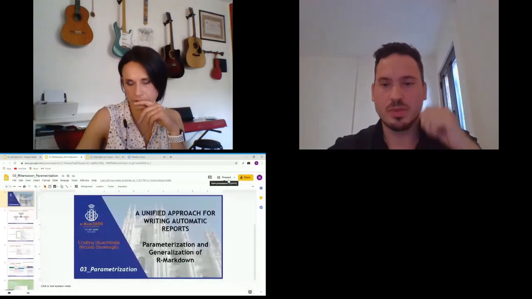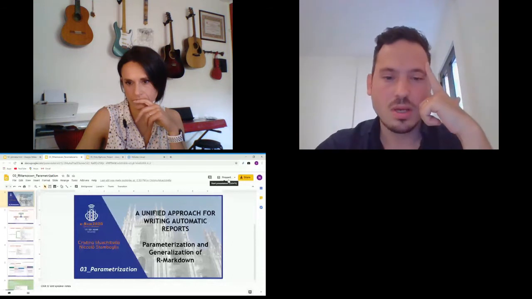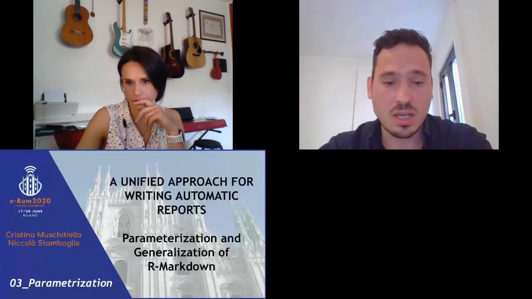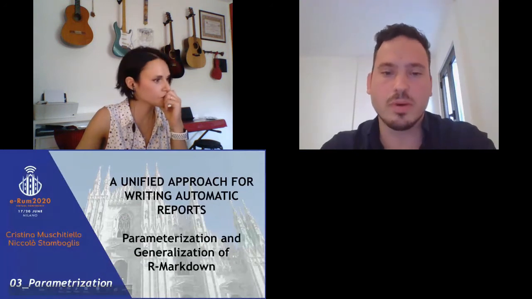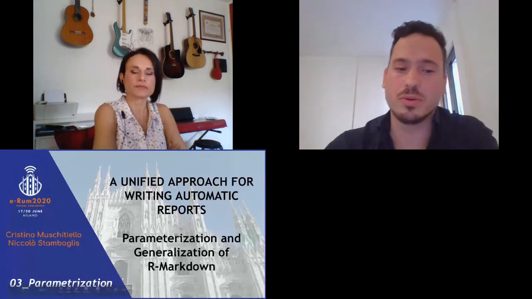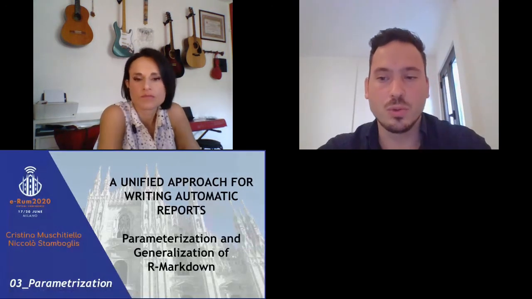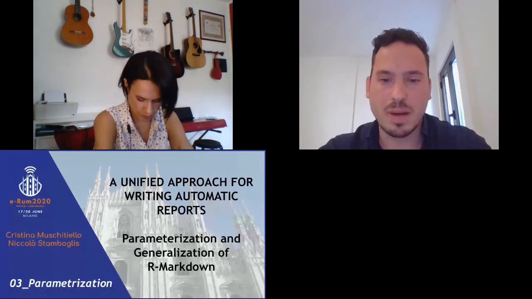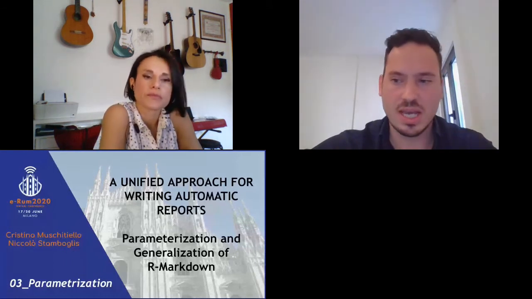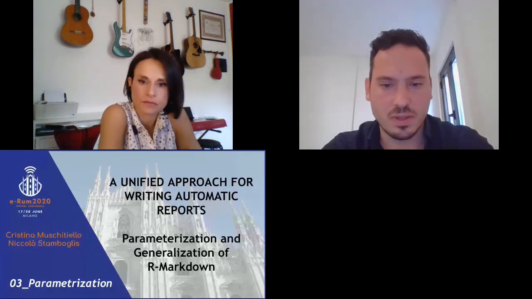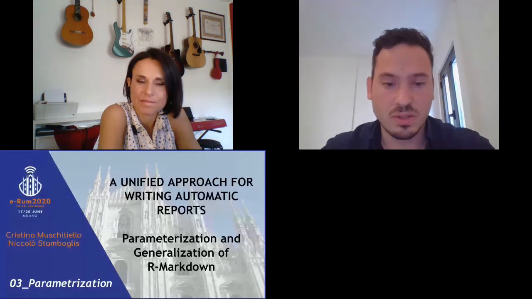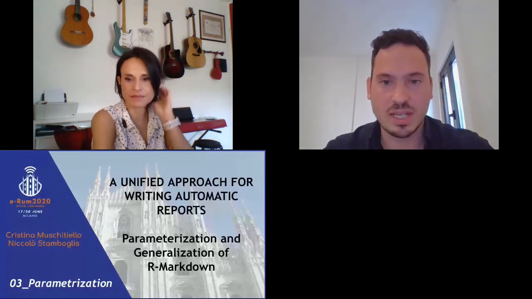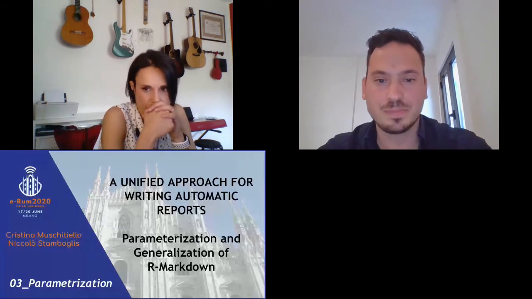And now we speak about parameterization. This is quite useful because basically you can use parameters in the YAML section, so the very top of your R Markdown report, in order to recall parts of your data and change the layout of the report. It's very useful when you have to create something and share it with your collaborators on different types of projects, and we will get into the details immediately.